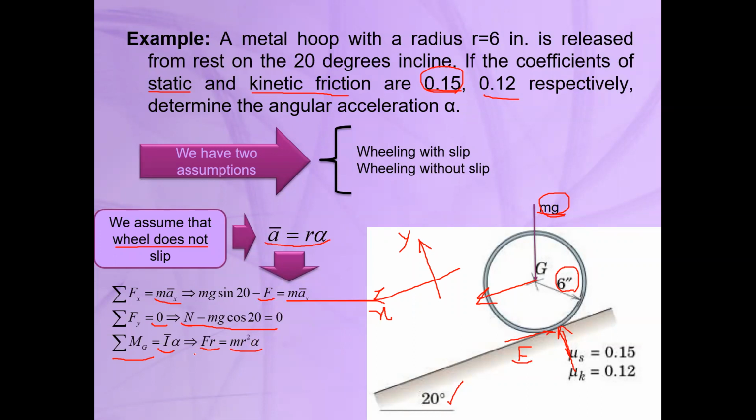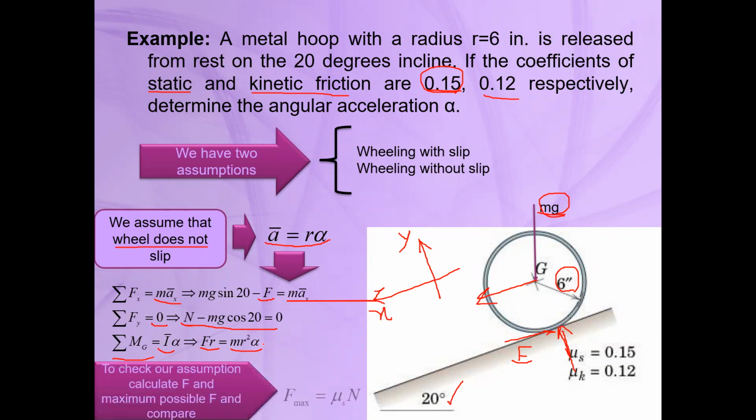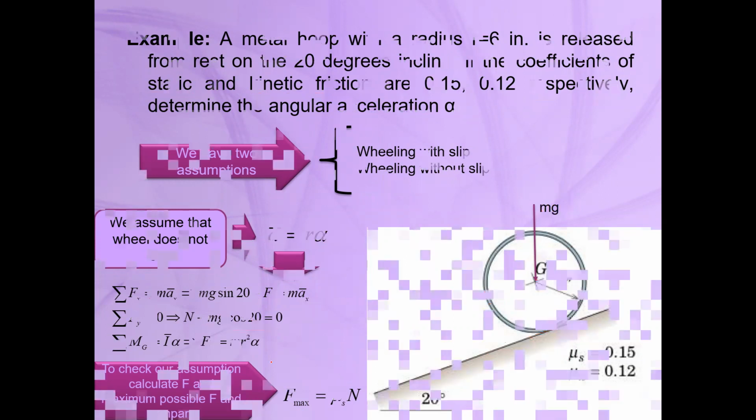So here you can easily calculate and obtain F and the angular acceleration. And also we know that the maximum friction force is equal to the coefficient of static friction multiplied by the normal reaction, which is mg cosine 20. Now you can substitute and calculate, and then we can compare.